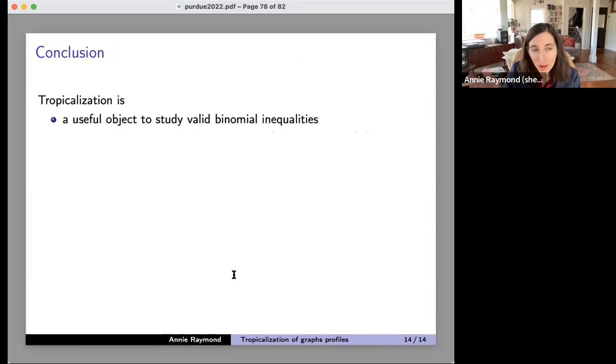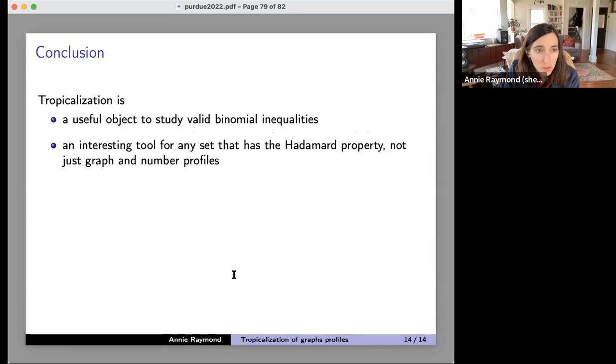I hope what you get from this talk is that tropicalization is very useful to study valid binomial inequalities. Any type of problem where you care about binomial inequalities, this might be useful, especially if you have the Hadamard property. So it's not just for graph number profiles. Anything that has the Hadamard property will probably have some pretty nice properties, and you'll be able to say something.